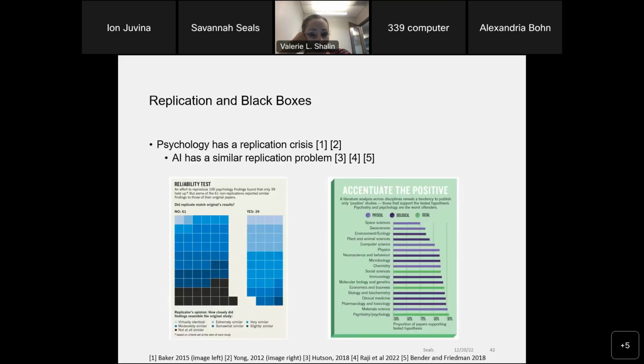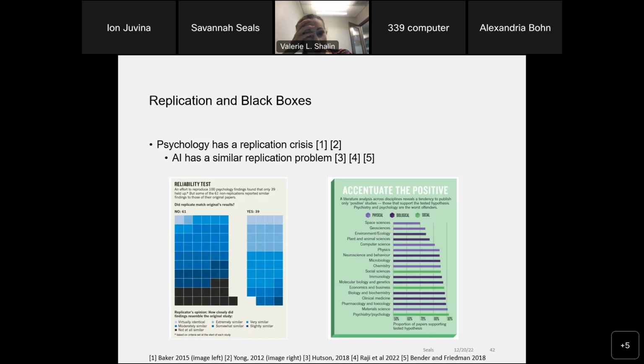All right, so a little bit about replication and continuing on. We're all familiar with the psychology replication crisis. You've probably seen things like this, positivity bias in different scientific disciplines, and of course psychology is way down here at the bottom, with the heaviest positivity bias. We've seen graphics like this that say we tried to reproduce 100 findings and only 39 of them were consistent with what was found in the original paper.